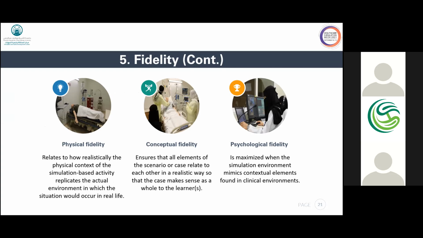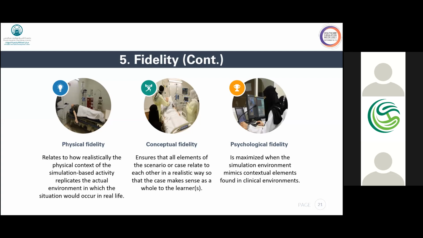Some of the most commonly used are the physical fidelity, conceptual fidelity, and psychological fidelity. The physical fidelity is concerned with the physical environment of the simulation scenario. The conceptual fidelity is how the case itself relates to a real case. And finally, the psychological fidelity is maximized when the simulation environments mimic contextual elements.